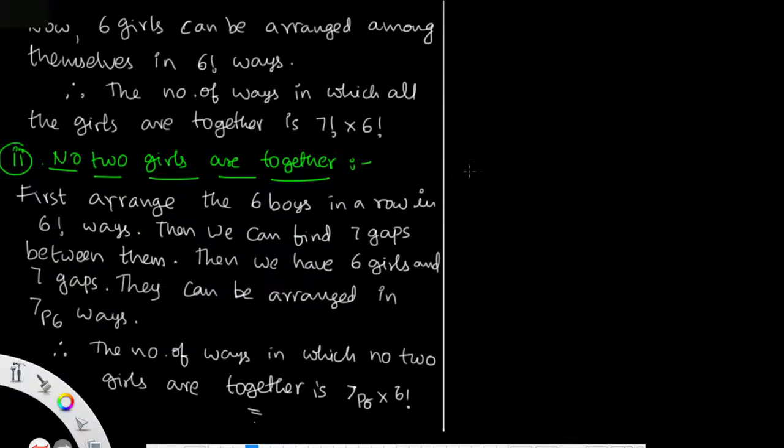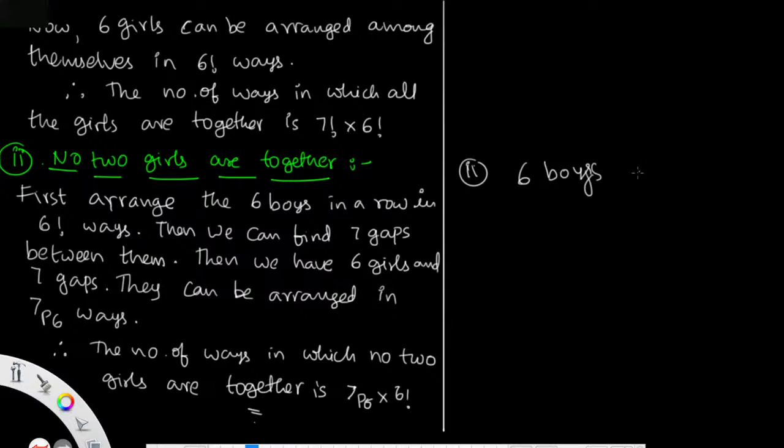Now go to the second question. No two girls are together. In the previous one, all girls should be together, so they were seated as one bundle. But here the question says no two girls are together, which means we should not make a bundle of the girls. So first you have to arrange the 6 boys.